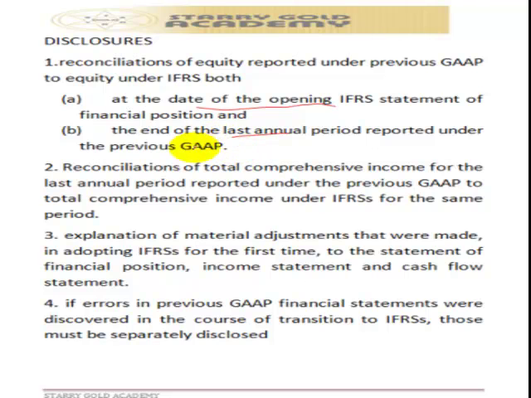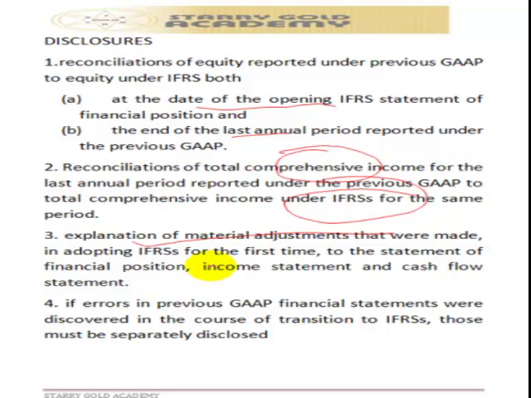For that will be used in the conversion. The next thing is this: reconciliation of total comprehensive income for the last annual period reported under the previous GAAP to total comprehensive income under IFRS. You must reconcile the income of the Nigerian GAAP to that of the income of the IFRS for the same period. The first thing is that explanation of material adjustment that was made in adopting IFRS for the first time.